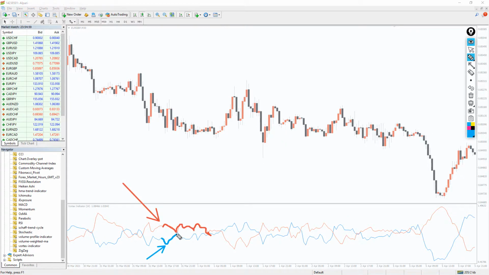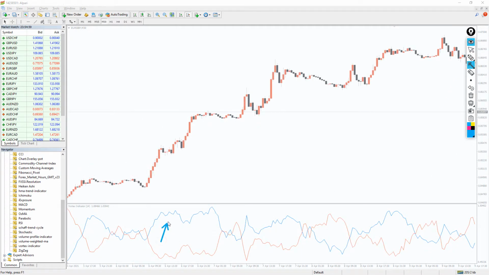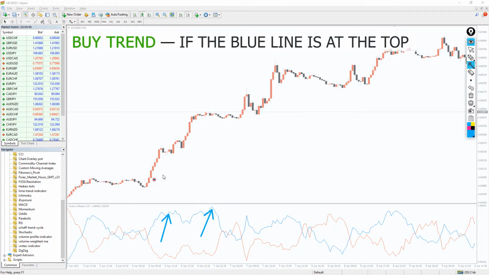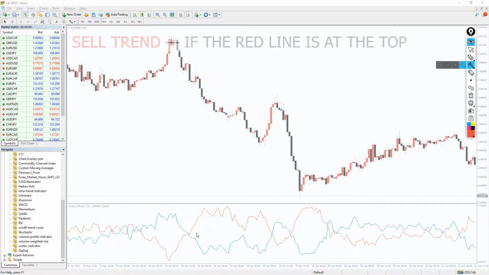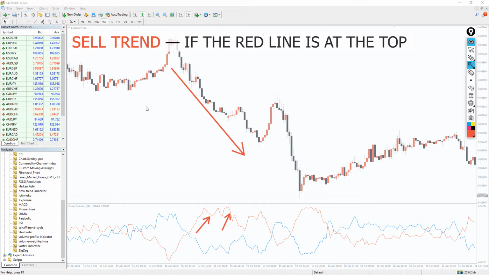Let's take a look at the indicator using a currency pair chart as an example. The V plus line in blue color is the uptrend line and the V minus line in red color is the downtrend line. If the blue line is at the top, it indicates the presence of a buy trend. On the other hand, the presence of a red line at the top indicates a sell trend.